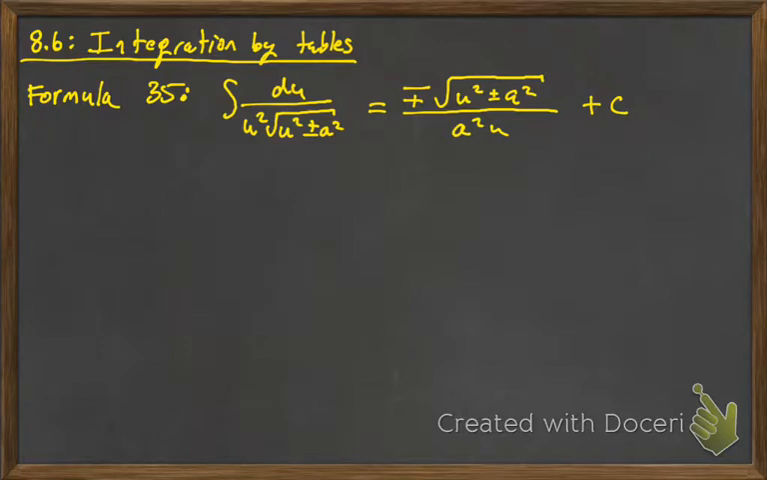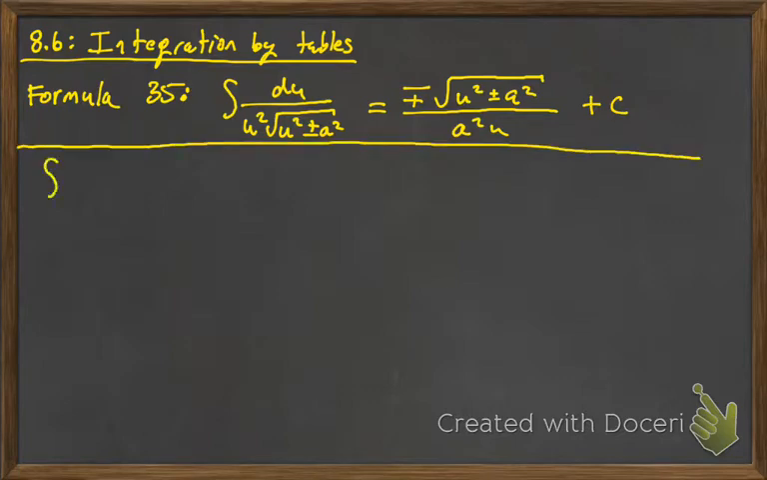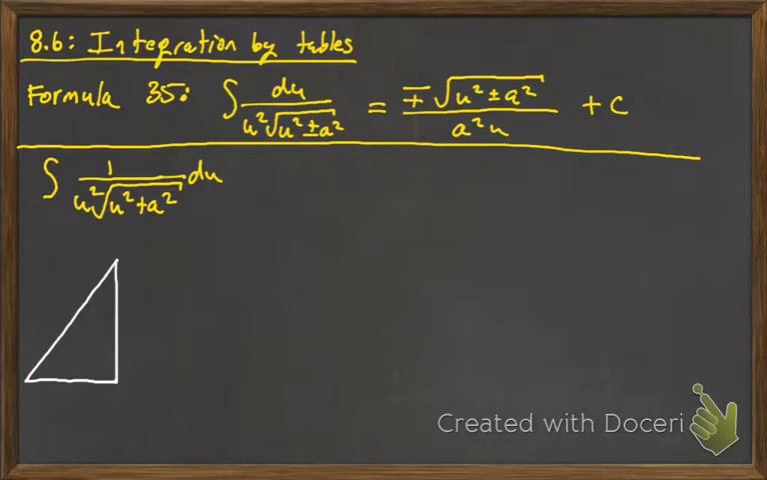Okay, so the first thing we're going to do is look at the positive case here. So we're going to look at the integral of du over u squared, square root of u squared plus a squared. And so that looks like we can probably do a setup with a tangent here. So tangent would be opposite over adjacent, so the opposite side would be u, the adjacent side would be a, and then we use the Pythagorean theorem, and the hypotenuse will be u squared plus a squared under the square root. So the tangent of theta will be u over a.